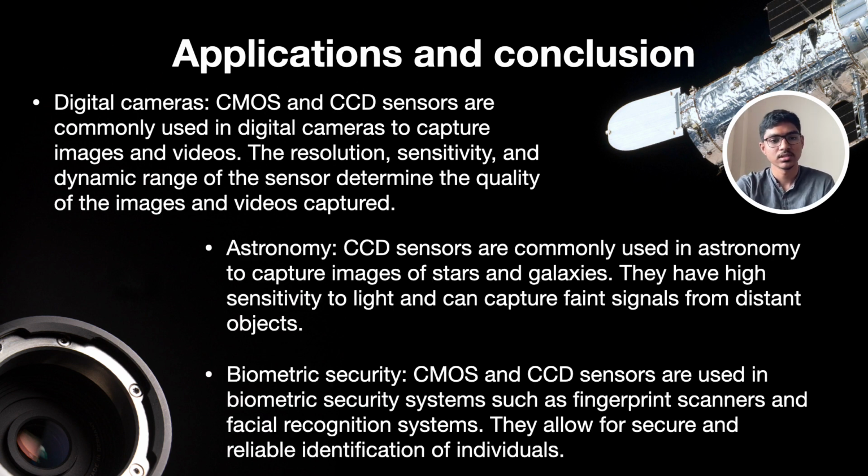Some applications of CMOS include digital cameras, machine vision, and medical imaging. In medical imaging, CMOS sensors are used in endoscopies and X-ray machines due to their high resolution and low noise. Security surveillance. CMOS sensors are used in security cameras and surveillance for capturing and analyzing video footage. In automotives, CMOS sensors are used in important applications such as real-time image and video processing.